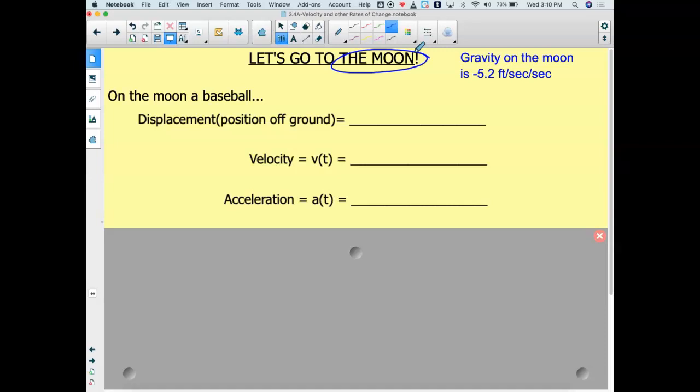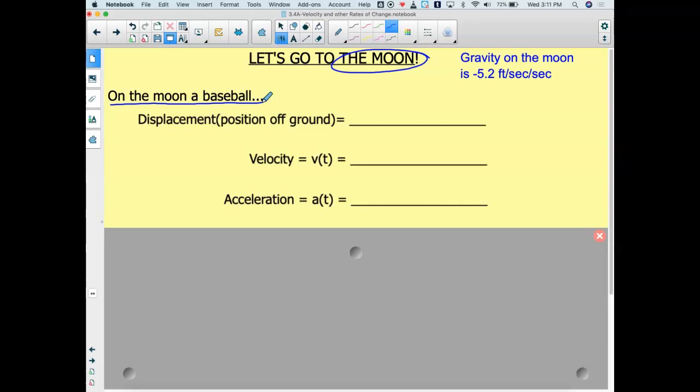Acceleration due to gravity on the moon is negative 5.2 feet per second squared. And we'll know that very soon here. So on the moon, we're going to take a baseball and throw it straight up in the air, let it go up as high as it can go, and then it's going to come back down.